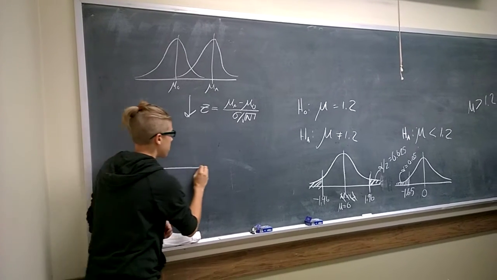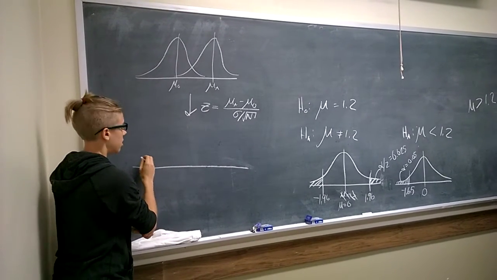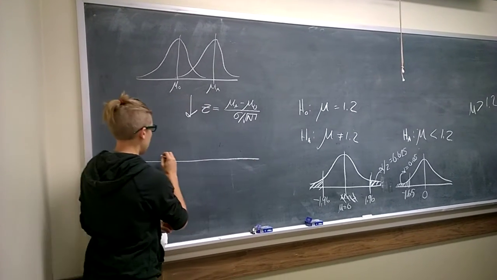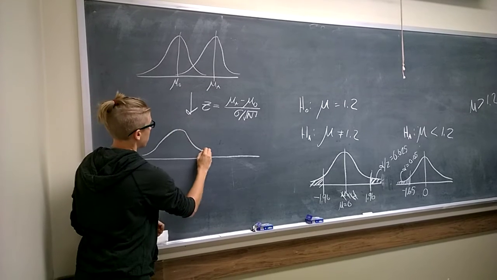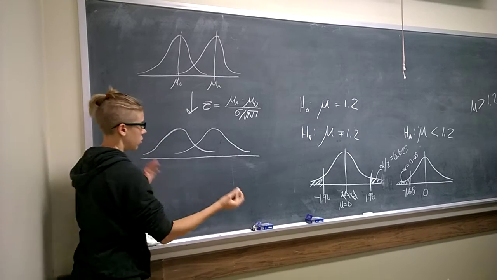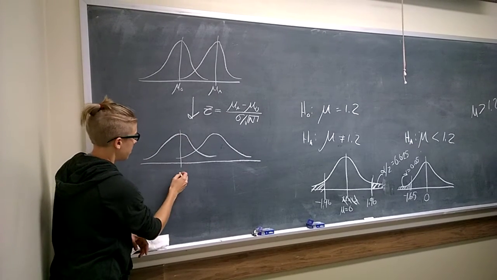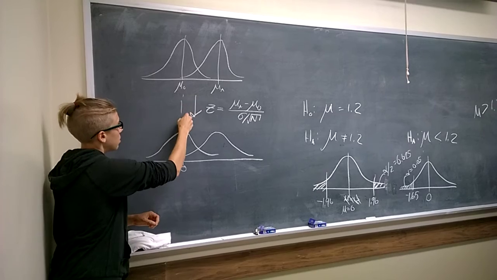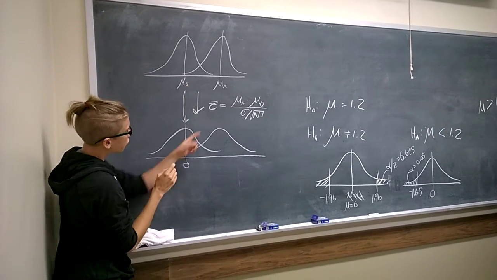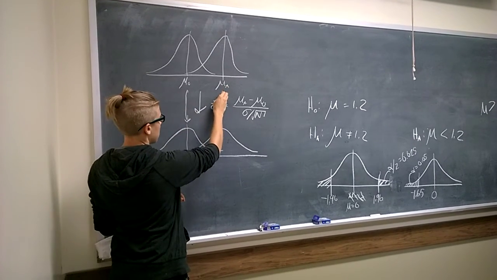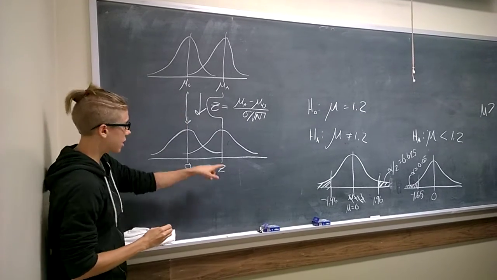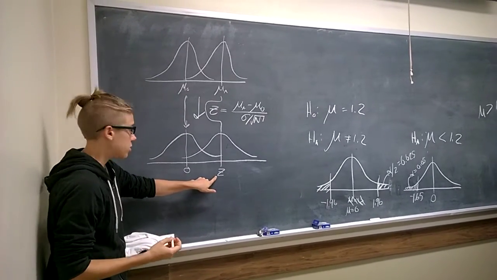And what you end up with is another little set of, I'm just going to save myself some more space here. You end up with the same distributions, but transformed. So this is now 0, right? And this guy is now at whatever this z value is that you calculated. Makes sense?